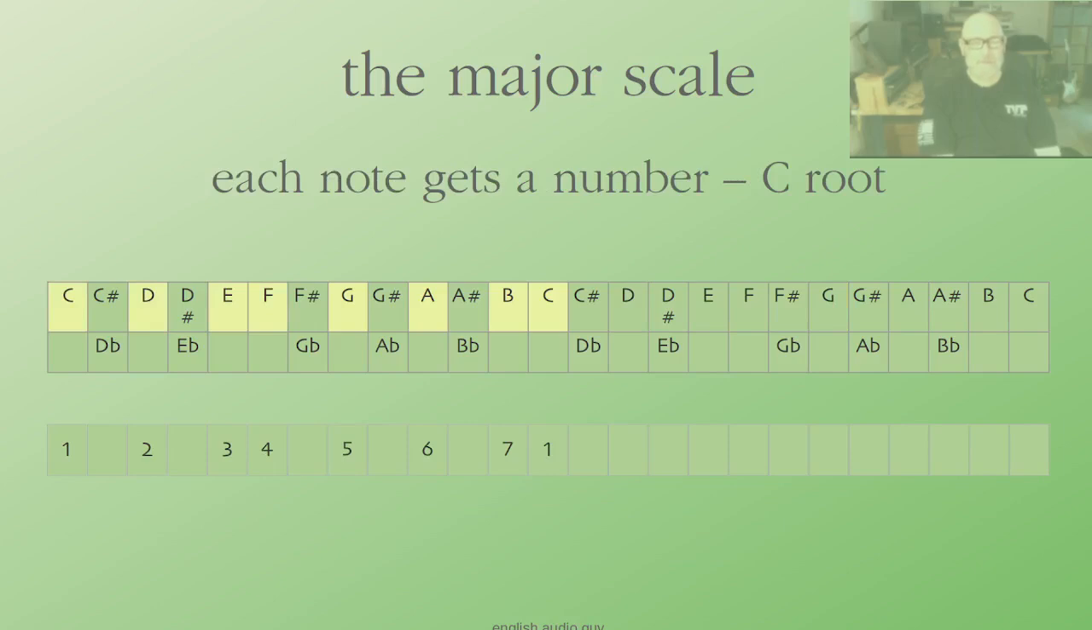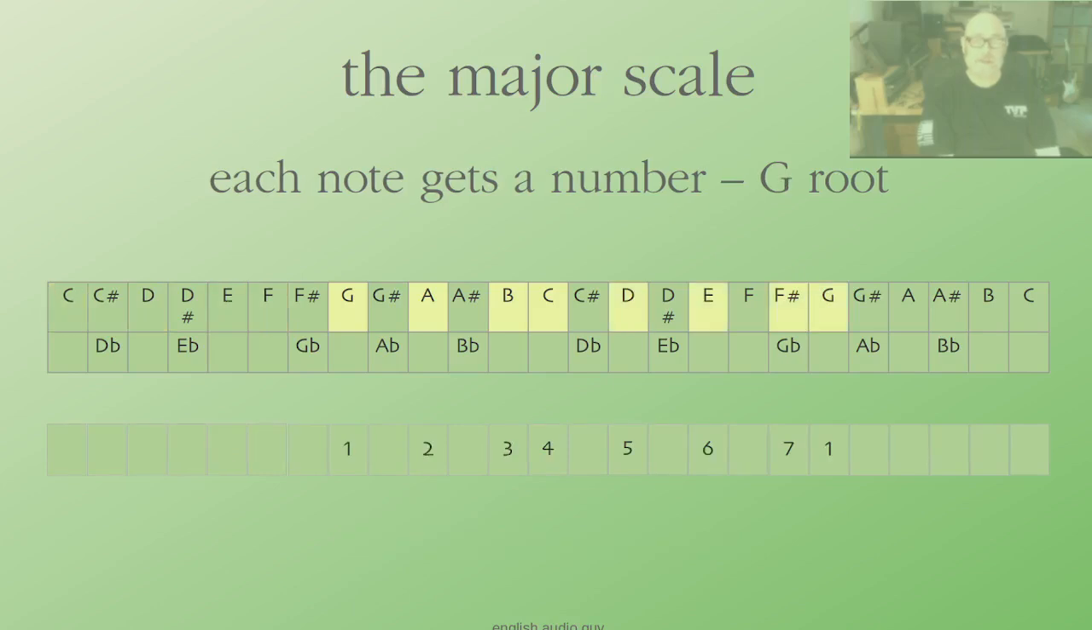Okay, so once you've got your major scale, each note gets a number. The root is always 1. That's the note from which you started. On a C root, C is 1, D is 2, E is 3, F is 4, G is 5, A is 6, B is 7, and C is not 8, it's 1. When you get to 7, the next note is 1, because it's the octave. The root is always 1, there you go.